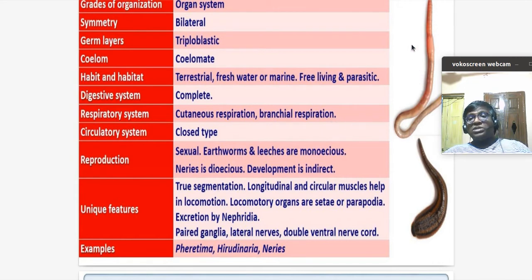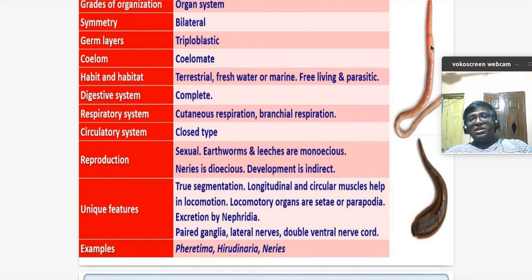The circulatory system is closed type. For the first time, you are noticing the circulatory system is closed type, which implies that the heart pumps the blood into blood vessels. The blood of earthworm is red in color. Even human blood is red in color. But hemoglobin, which is responsible for the red color in blood, is found in the RBC in human beings, whereas the hemoglobin is present in plasma in the earthworm.